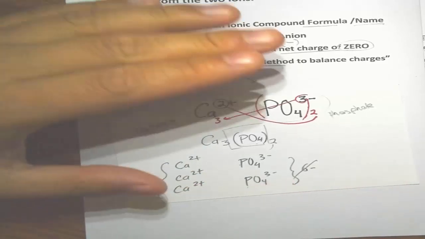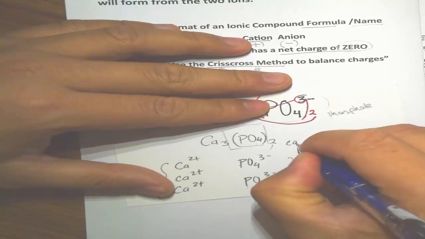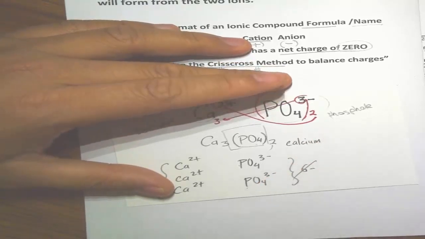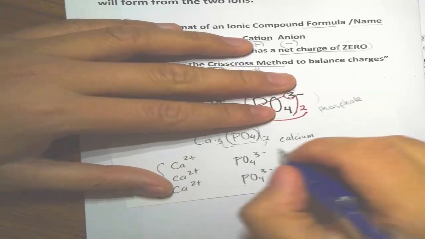And what about the name? Simple, very easy. Just calcium. I just named based on the name of the ions. And this is phosphate.